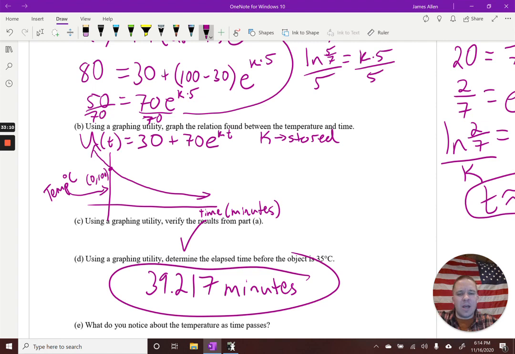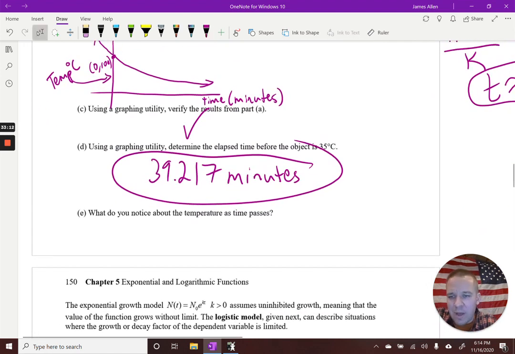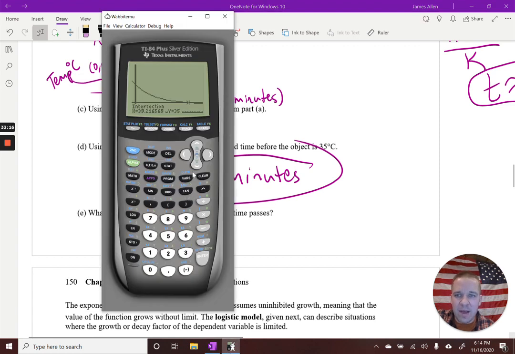All right. So I already alluded to this a little bit, but what do you notice about the temperature as time passes? Well, if I look at my graph, if I were to go to, say, a table, I think I have it set to ask. Maybe I need to do that real quick. Second table set. I ask OK. So I did already have that.